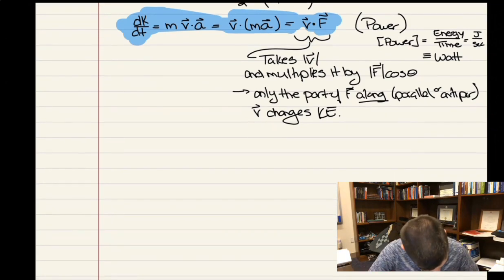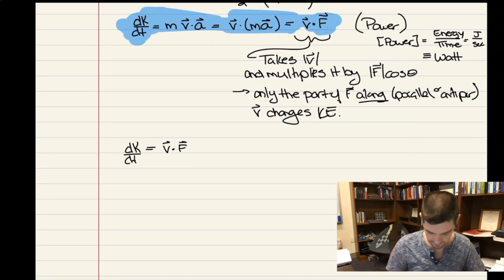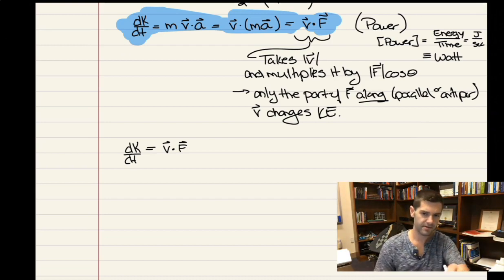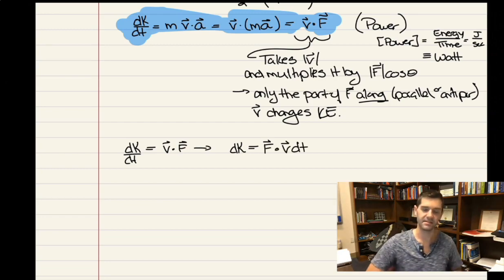All right, so we wrote dK/dt equals v dot F. Our takeaways there were that forces along the direction of motion v or anti-parallel to the direction of v, those are the only forces that change kinetic energy. I'm going to write this a different way. I'm just going to move the, well, first I'm going to flip the F and the v. And then I'm going to move the dt to the other side.